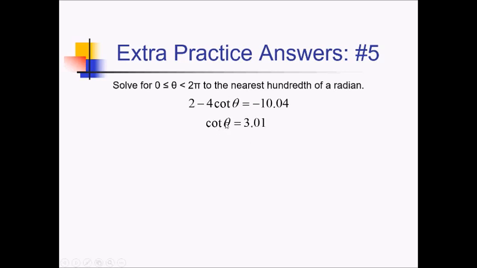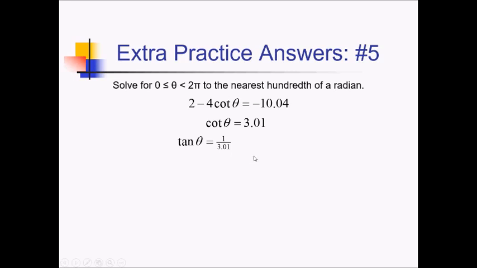I don't have a cotan button or an inverse cotan button on the calculator, but I do have a tan button, and cotan is the reciprocal of tan. So if I turn this into tan by taking the reciprocal, I have to take the reciprocal of the other side too. I can rewrite this as tan of theta equals 1 over 3.01, which is kind of weird to see in a fraction, but we're just going to roll with it.